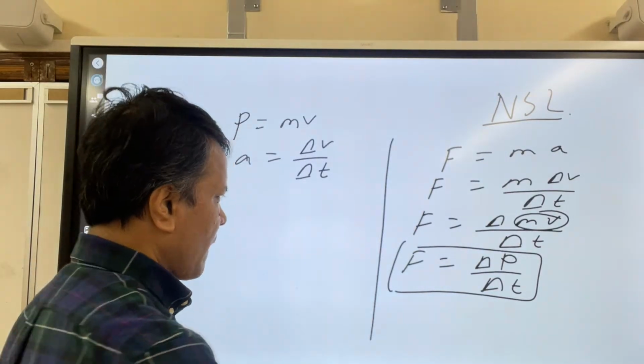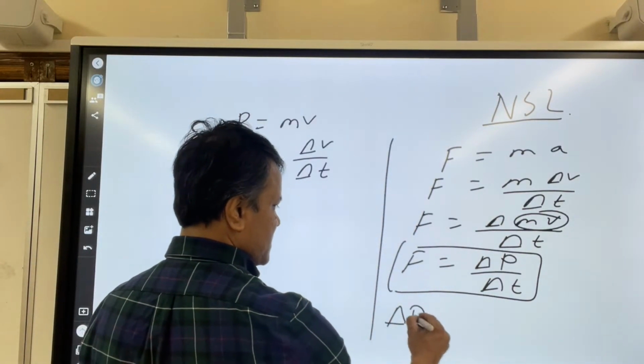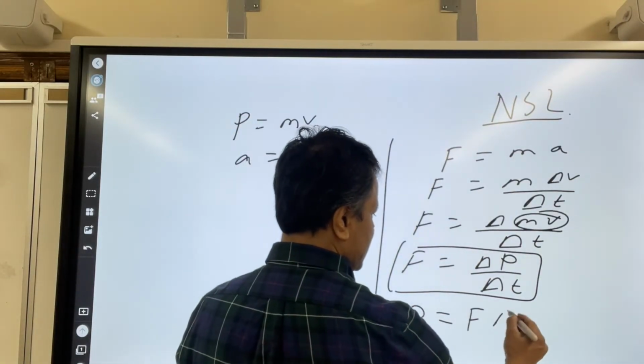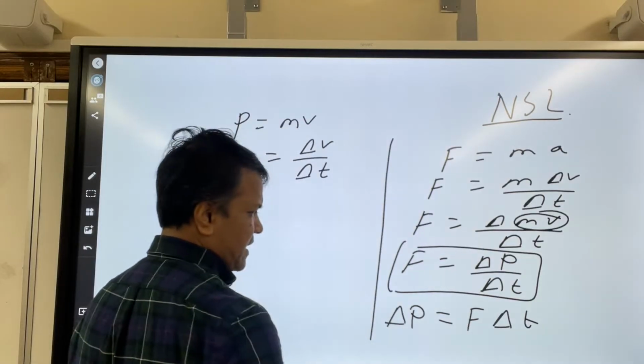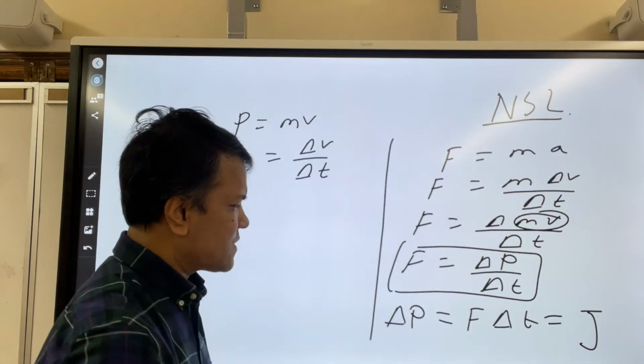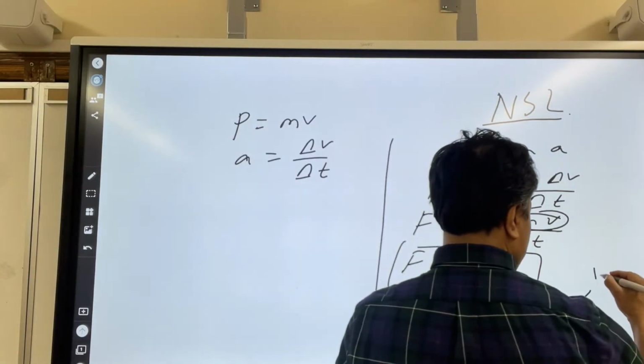Okay, good. So what is then change in momentum? Change in momentum coming from Newton's second law is F delta T. And change in momentum has another name, impulse, right? Impulse. So this is impulse. Impulse is change in momentum. So this is impulse.